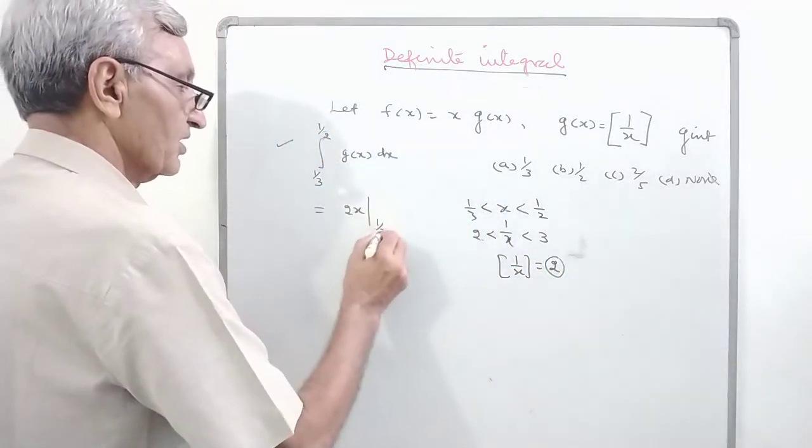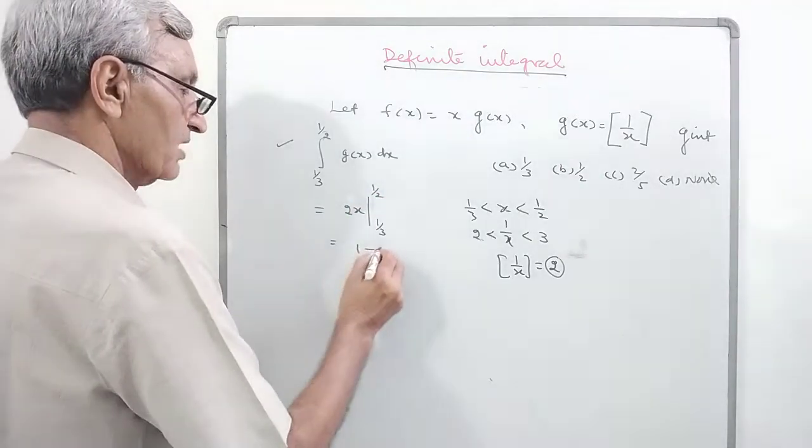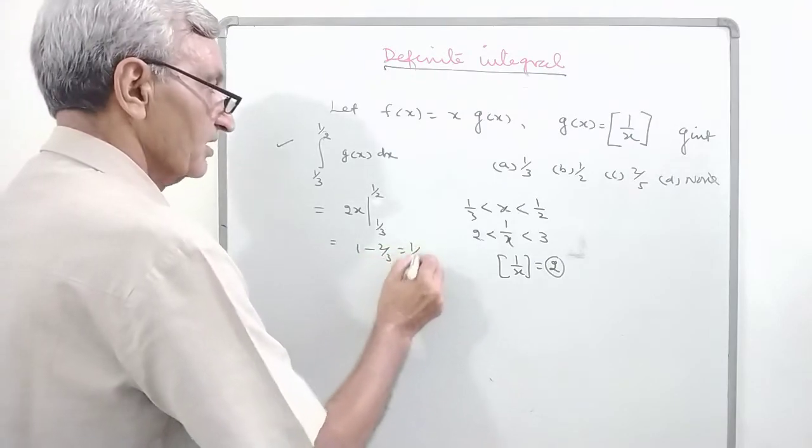2x, 1 by 3 and 1 by 2. So here 2 भरूंगा तो 1 minus 2 by 3, answer is 1 by 3. तो this is my answer.